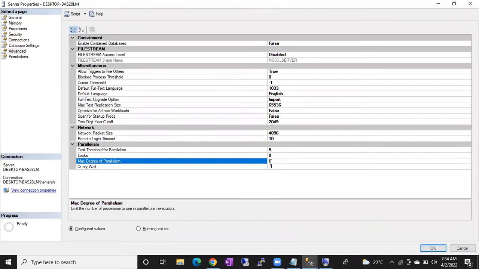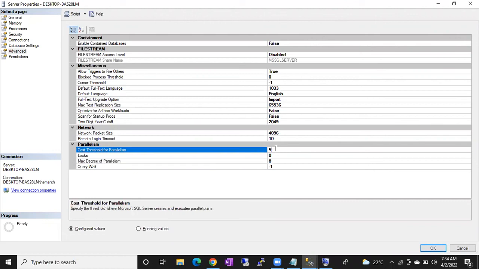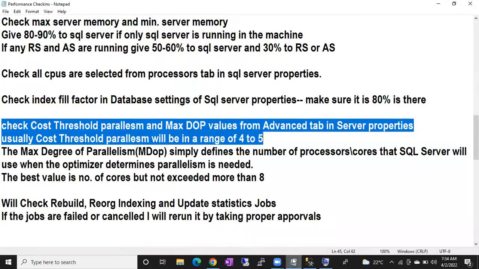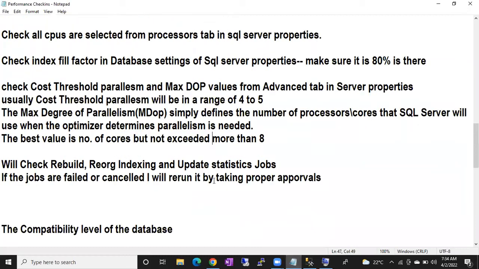If 16 cores or 8 cores are there but here it is showing 2, then you can change it to 8 or 6. You can change the value to the number of cores, guys. These two are the best practices. Make sure cost threshold for parallelism is between 4 and 5 and max degree of parallelism is up to 8. These are the two best practices you have to follow if you feel that a query is running slow or SQL Server is running slow.